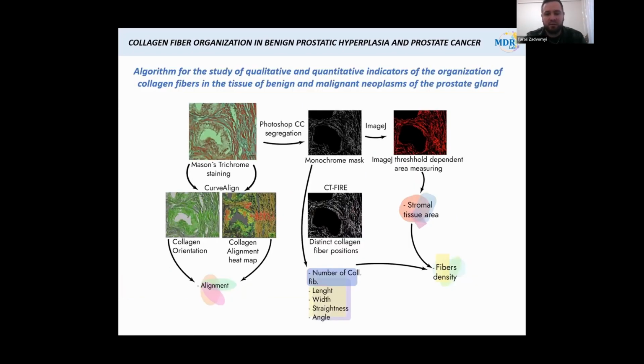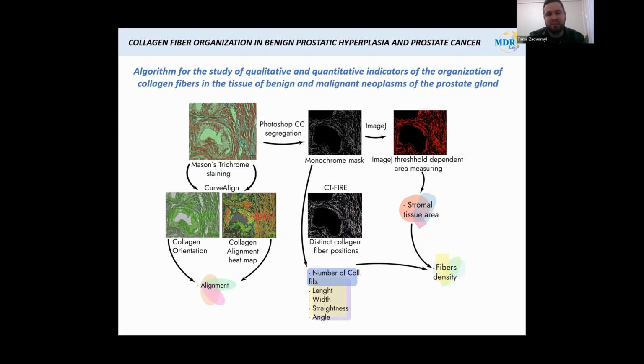And a few words about the morphometric determination of the spatial organization of collagen fibers. We used microphotographs of tumor cells after Masson's trichrome staining, and you can see we used two different program modules of the Curveline programs. First, it was the CT classical model, and we worked with colored microphotos to study the alignment of collagen fibers.